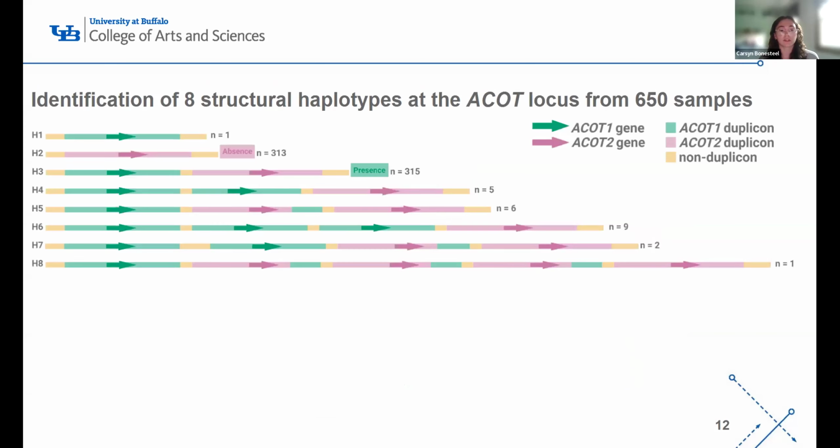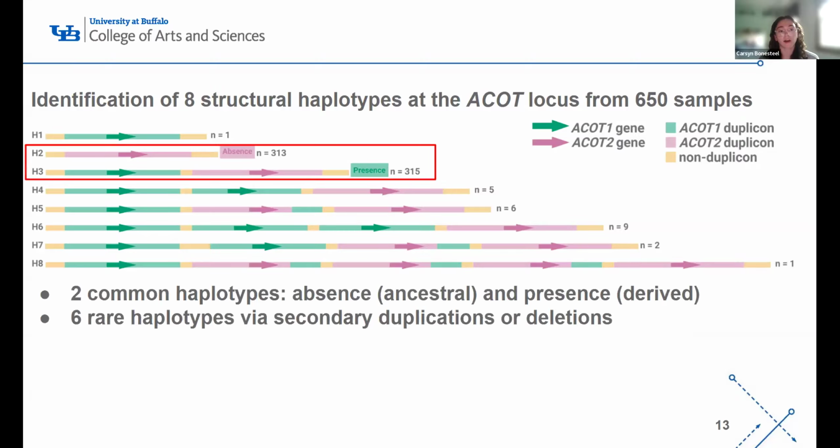So from the long-read sequences, we've identified 8 different structural haplotypes at this locus. And we find 2 common haplotypes. We have H2, the absence of ACOT1, which is our ancestral haplotype, as well as the derived presence of ACOT1 haplotype. And we see these 2 haplotypes at almost a 50-50 ratio across the globe. And then the 6 additional haplotypes are much less common and have arisen from secondary duplications or deletions and are much fewer in number.